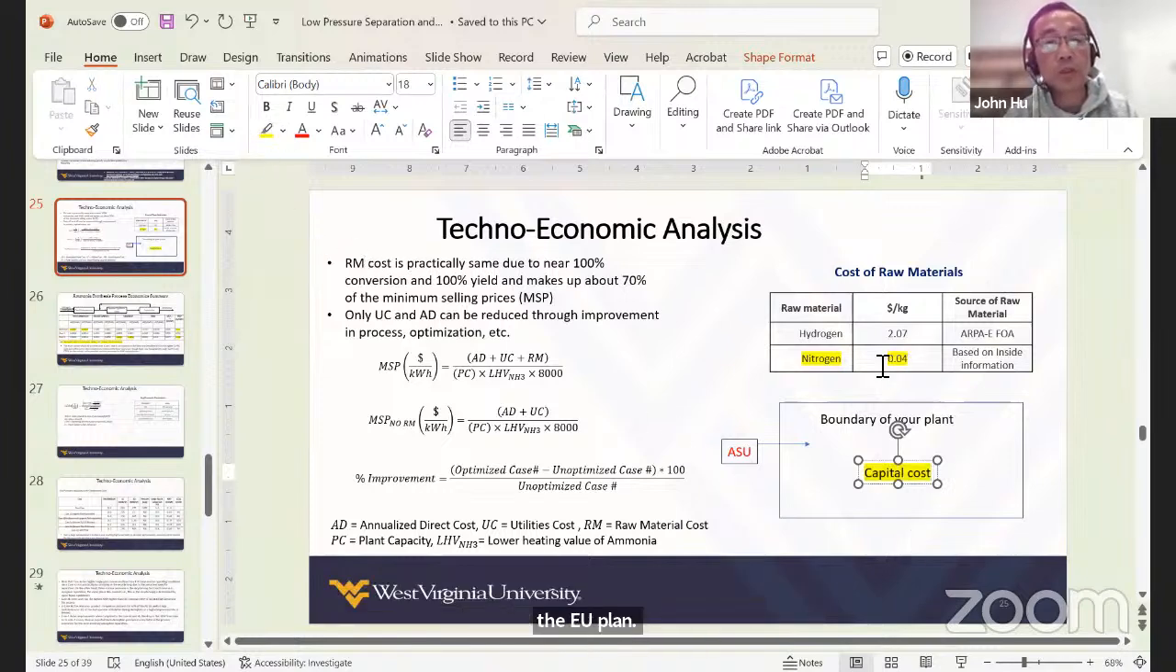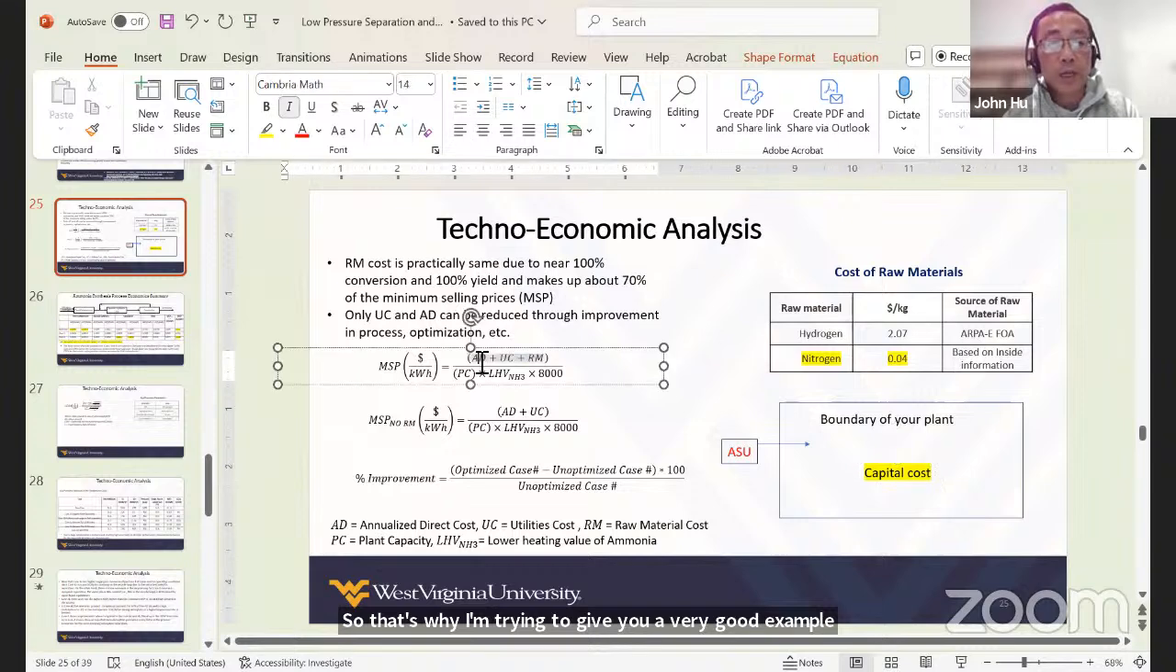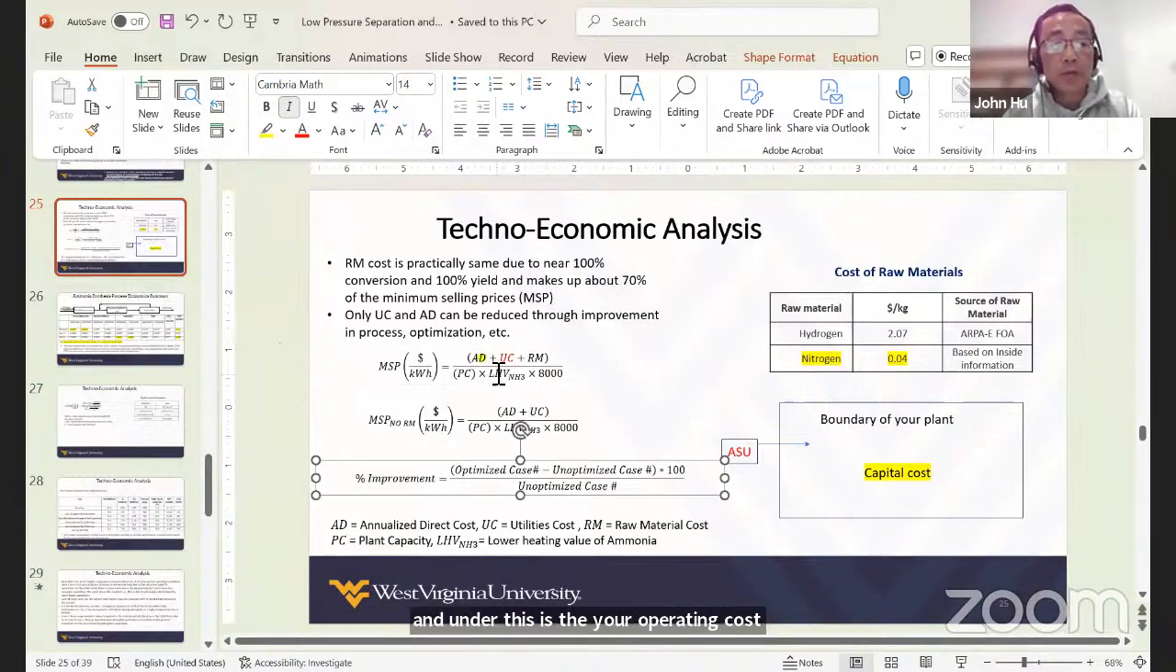That's why I'm giving you a good example of how you see this calculation. This is your capital cost, and this is your operating cost. You really have to balance your capital cost and your operating cost.